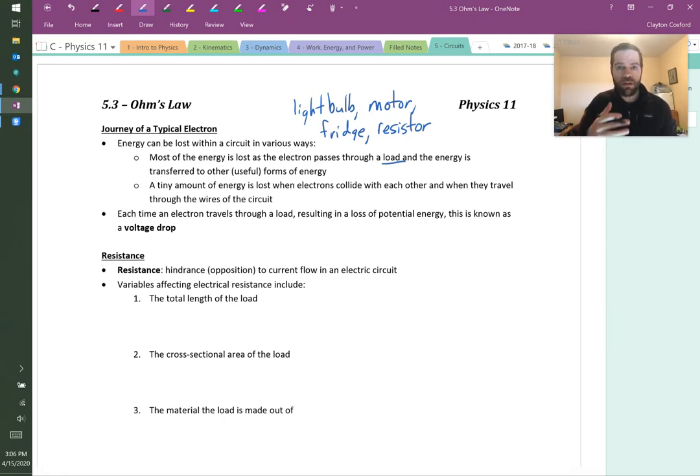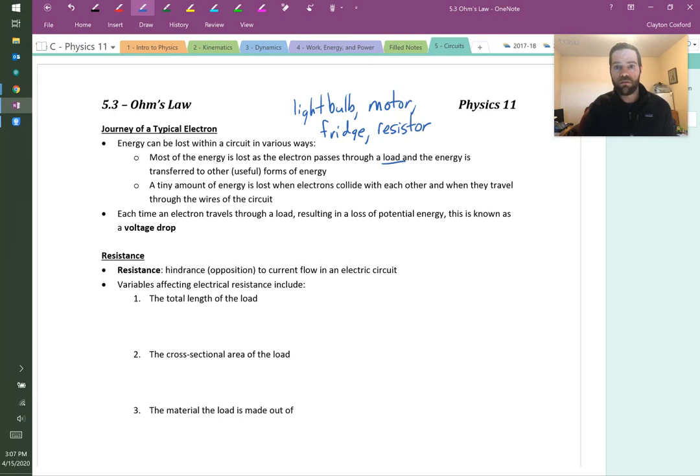And that energy then is often transformed into some other type of energy, most of the time a useful form of energy, right? To turn on that light bulb or to power your fridge. Also, some of that energy is going to be lost as the particles are flowing through the wires. There are small amounts of collisions between those particles, and there's going to be some energy lost there, but that's a tiny amount compared to the amount that's lost in the loads. Now, every time that an electron or a particle passes through some load, there's going to be a loss of energy, a loss of potential energy. We call that a voltage drop, as we've heard before.